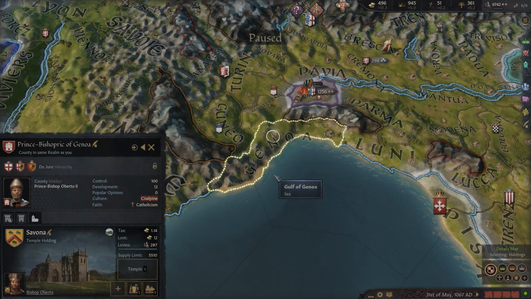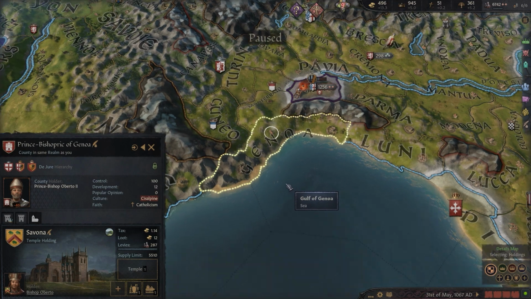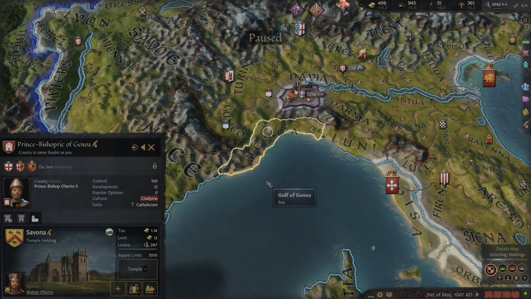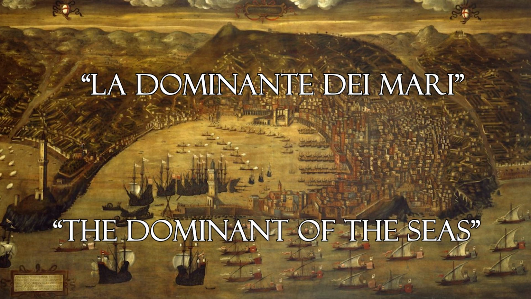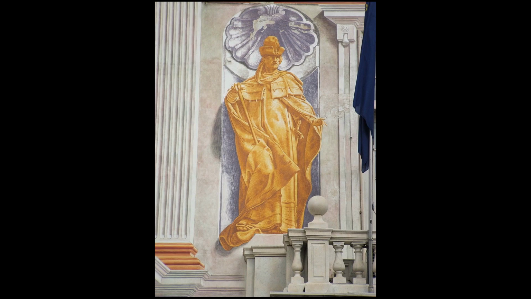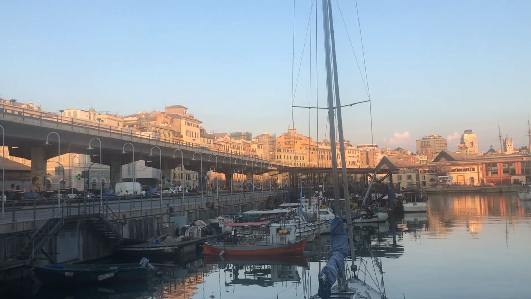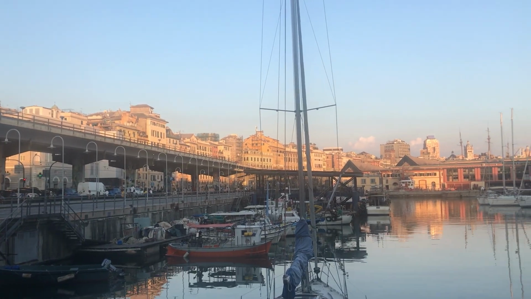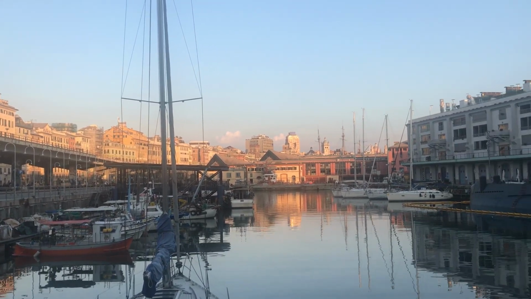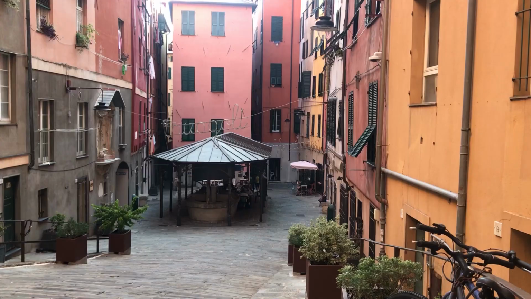Maritime Republic famously rivaled the naval power of Venice, with contemporaries even referring to Genoa as la dominante di mari, meaning the dominant of the seas, and Genoa also had a doge, just like Venice. But in fact, by 1066, the Bishop of Genoa was still nominally ruling the city within the Holy Roman Empire, which is portrayed like that in the game.